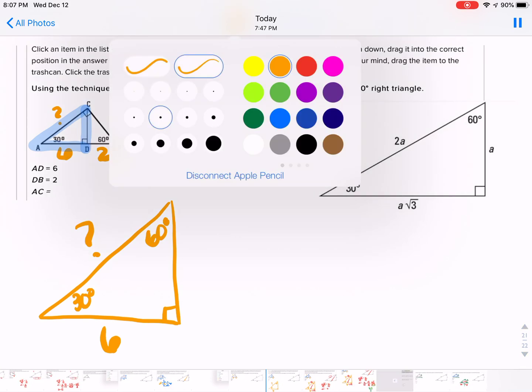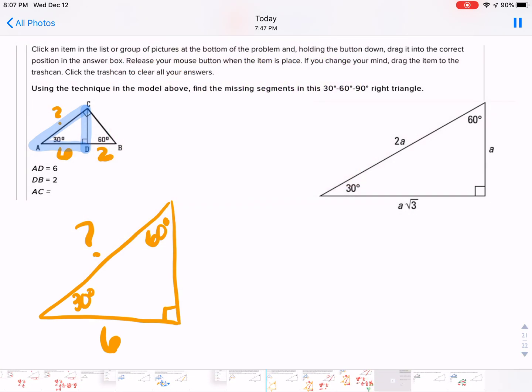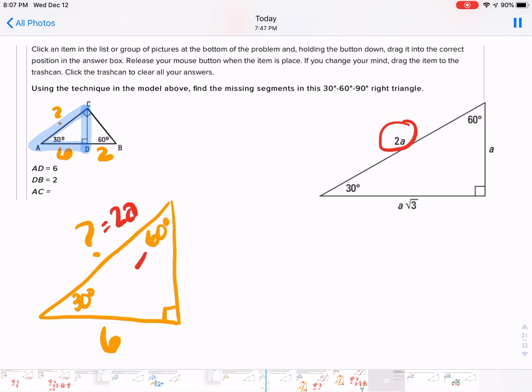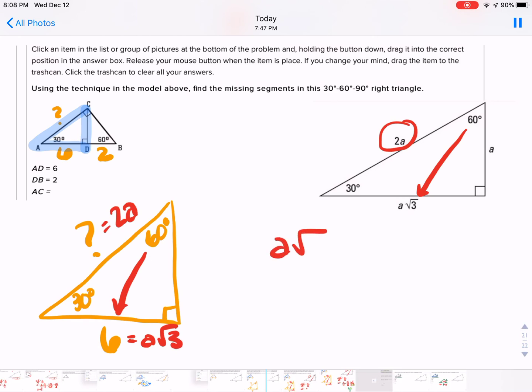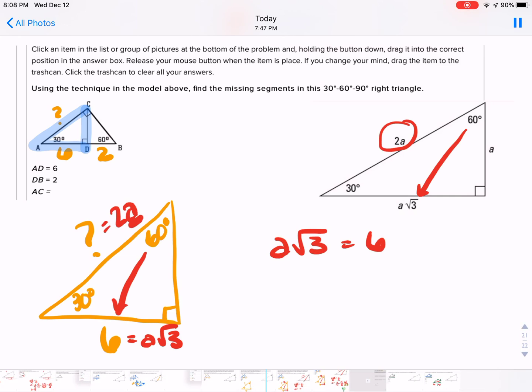Okay, so first of all, the side that they want me to find, according to the picture up here, is going to be 2a. This is across from the 60. So across from the 60, it's a square root of 3. So I know that this is a square root of 3. So if I have a square root of 3 equals 6, I'm going to solve. And then if I find a, I can plug it in there.